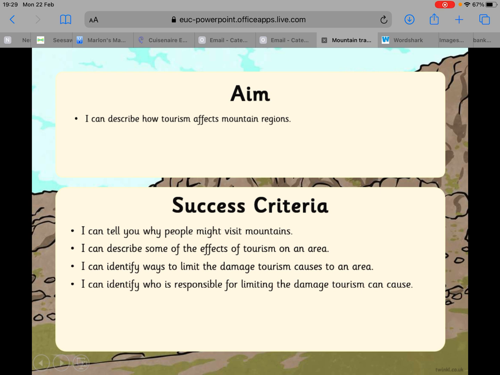So the aim of the lesson is that you can describe how tourism affects mountain regions. To be successful, you'll be able to say why people might visit the mountains, what some of the effects of people visiting mountain areas could be, how can we limit the damage to an area from tourism, and who is responsible for limiting that damage.